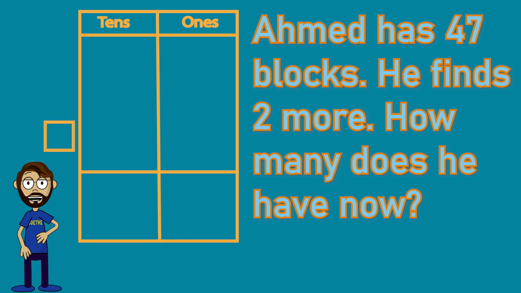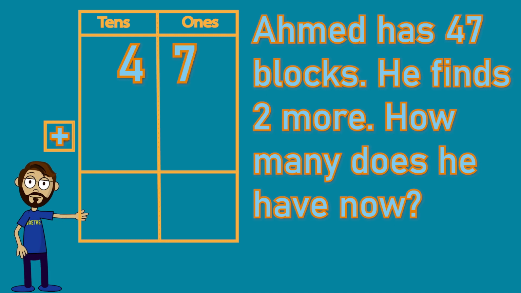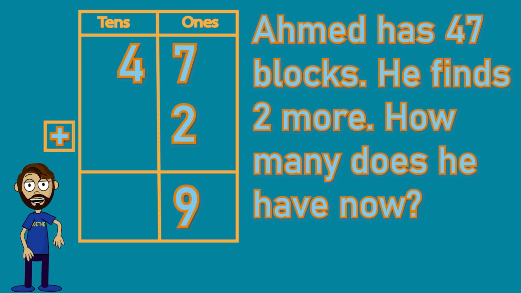Ahmed has 47 blocks. He finds 2 more. How many does he have now? So we hear that word more again, which means addition and a plus. 47 has 4 tens and 7 ones. Then we're adding 2 more ones. 7 plus 2 makes 9. And then 4 plus none is still 4 in the tens, so 49.